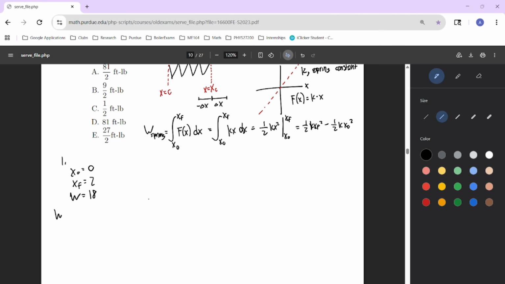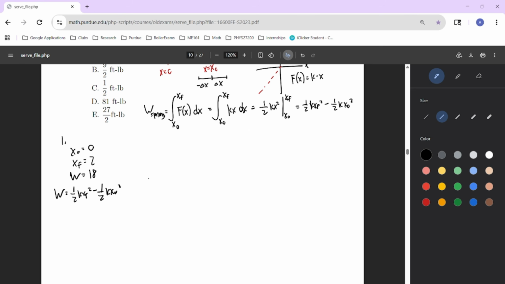We're given the work done is equal to 1/2 kxf squared minus 1/2 kx naught squared. However, this term is equal to 0, so all we're left with is 1/2 kxf squared is equal to the work done. I'm going to move this to the right. This would become 18 is equal to 1/2 k times 2 squared. If I sub in all my variables, 18 is equal to 2k, where k is equal to 9 units.